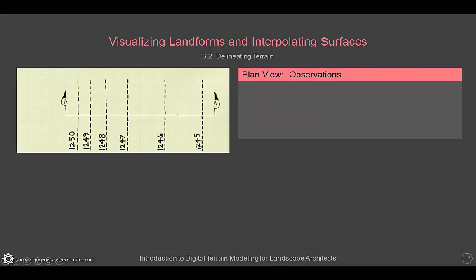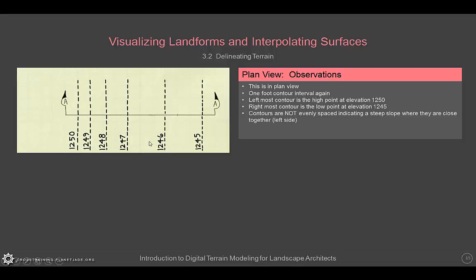So again, this is another plan view that we're looking at. We notice it's again a 1 foot contour interval. We notice that the leftmost is our high point and the rightmost is our low point. One thing that's different from this one compared to the previous one is that our contours are not evenly spaced out. The contour lines are very close together here on the left side of our plan view here.